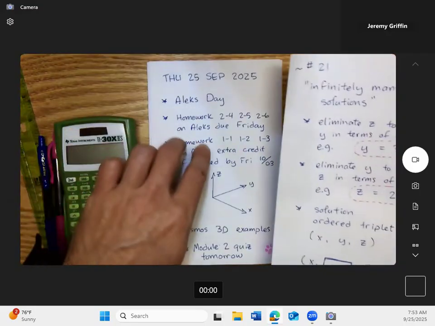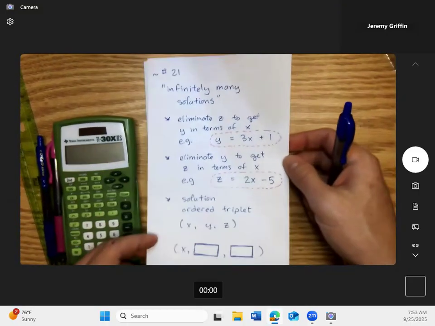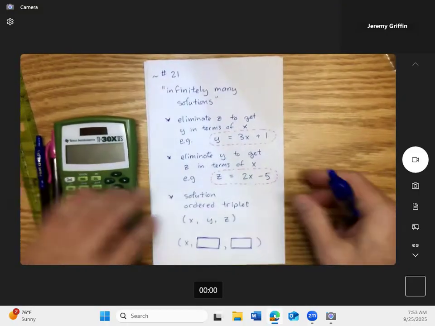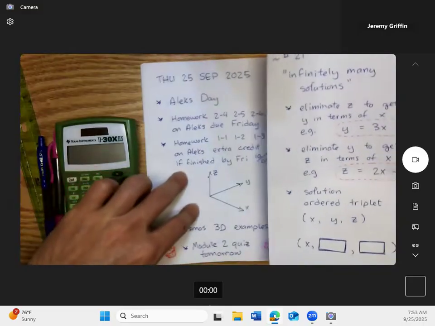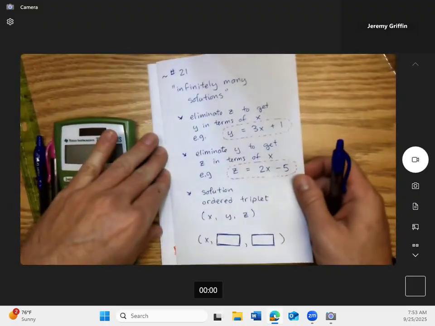And I do want to give you guys a pointer on one of these. It's, I think, number 21 or something close. It's one of the last questions. It was harder than I thought it was going to be. So it's one of these ordered triplets, like in 3D with three variables that has infinitely many solutions.